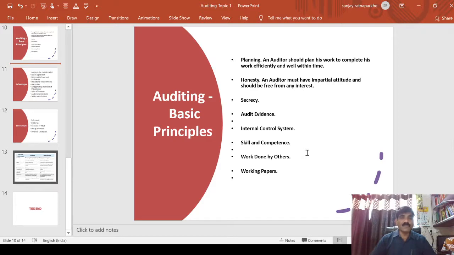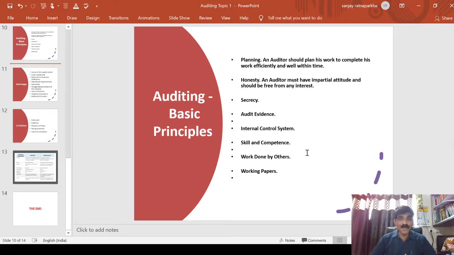The next principle is secrecy. As auditors, we see valuable information of the company, so it should always be kept secret and not disclosed. If information is disclosed, it is professional misconduct and can lead to punishment.